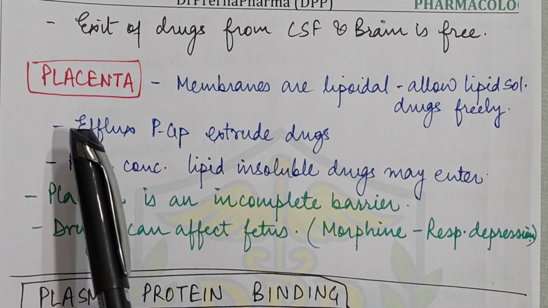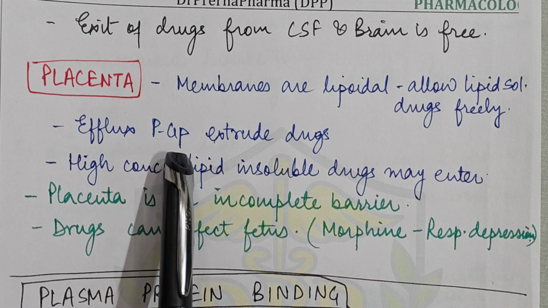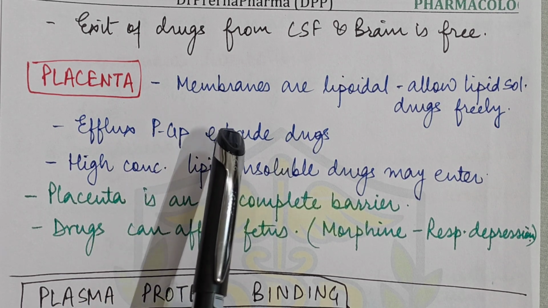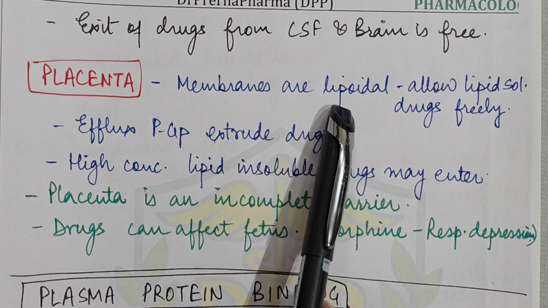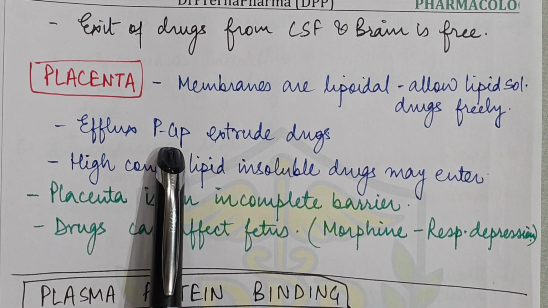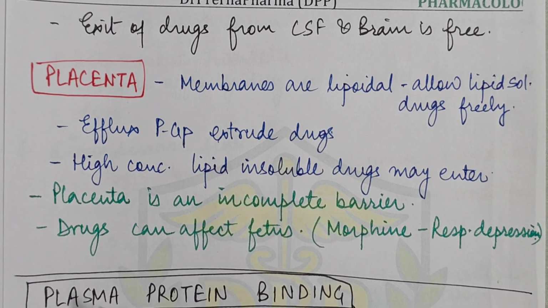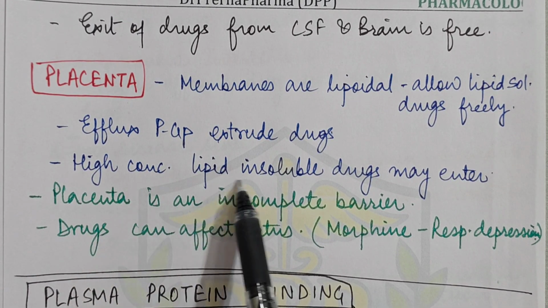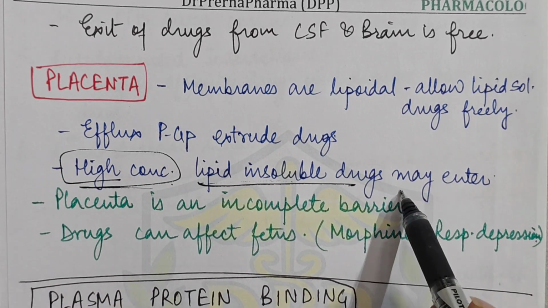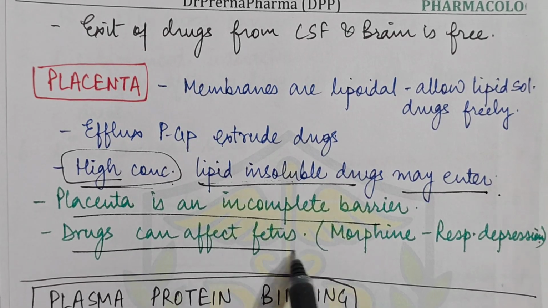The next area that is important is the placenta. Why is it important? Because there is a fetus inside the womb and any drug taken by the mother can affect the child also. The membrane of the placenta is lipoidal, so it allows lipid soluble drugs freely. And there is an efflux transporter, P-glycoprotein, to extrude the excess drugs also. But it is seen that if you give lipid insoluble drugs in high concentrations, they may enter and can affect the fetus. The placenta is an incomplete barrier and drugs can affect the fetus.